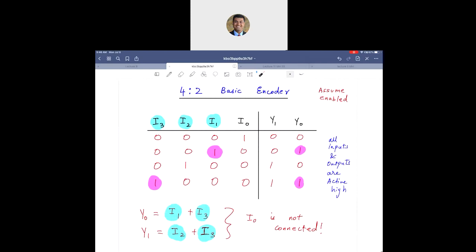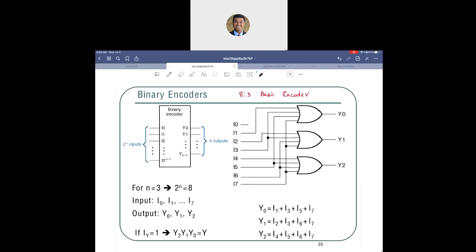Y0 is I1 or I3. If the size of this increases, what happens? You will simply have I1 plus I3 plus I5 and I7. Over here, for Y1, what do you have? Here, 0, 0, 1, 1, 0, 0, 1, 1. So you will have I2 plus I3, and then you will have I6 plus I7. That's exactly what we have in this case. Y0 is I1 plus I3 plus I5 or I7. Y1, active high. All of them are active high. Y1 is 2, 3, 6, and 7.